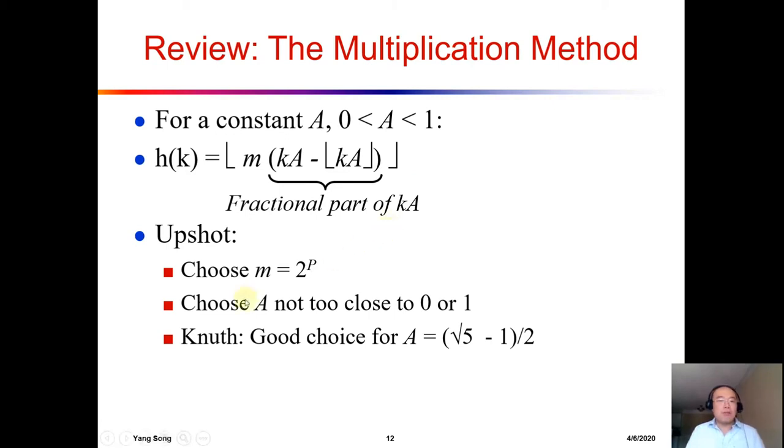Usually we want to choose m to be a power of 2, and then we choose an a not too close to 1 or 0. In one research paper, the author suggests that the square root of 5 minus 1, divided by 2, is a good value of a. So that is another solution that is called the multiplication method.